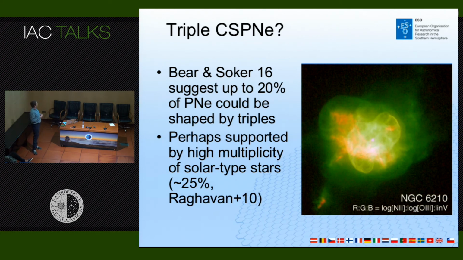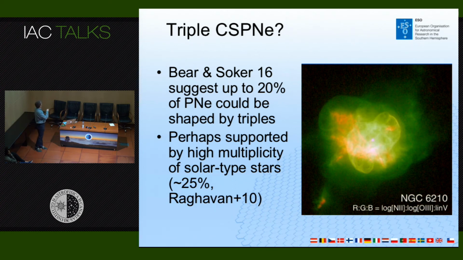talking about triples, because of course we have binaries. So why stop there? We should of course also say that triples could also explain everything, because when you cannot explain something with a binary, you put in a triple system. And triples have the advantage that if you have a third object, it's easier to make, for example, two stars merge.